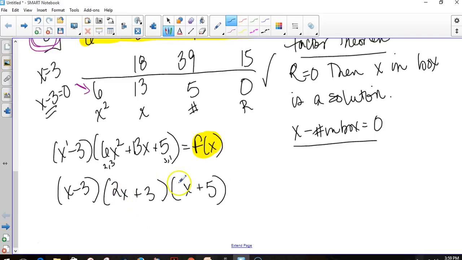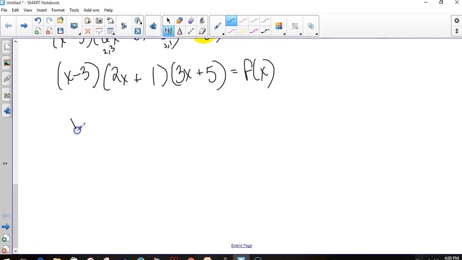I would have 2 times 3. That would be a 6x squared. My outer would be a 10x. My inner would be a 3x. That's 13x. And then 1 times 5, 5. And so now I'm completely factored. I already know this solution. He's x equal to 3.